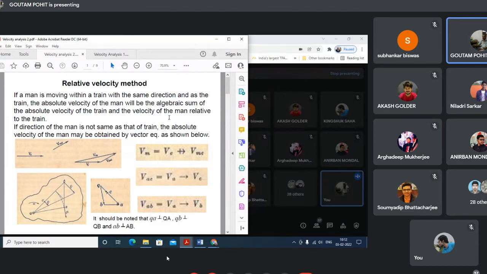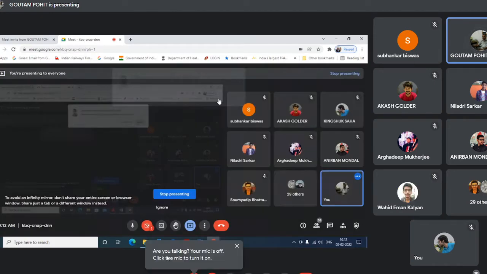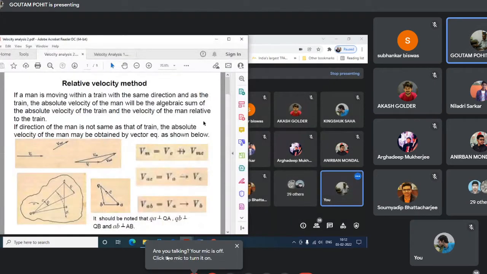But if there is a change in the direction, then there is a problem. For example, suppose Vc is the velocity of a particle, and Vmc is the relative velocity of c with respect to m. Then the velocity of the moving particle m, Vm, will be equal to Vc plus Vmc. That we know. And this is a vector sum; we are adding it vectorially.